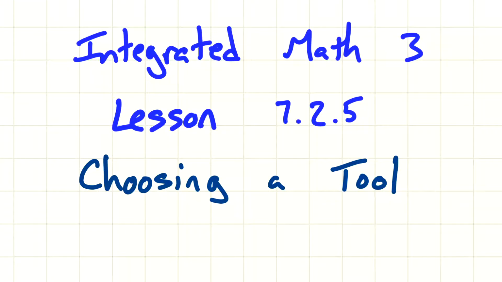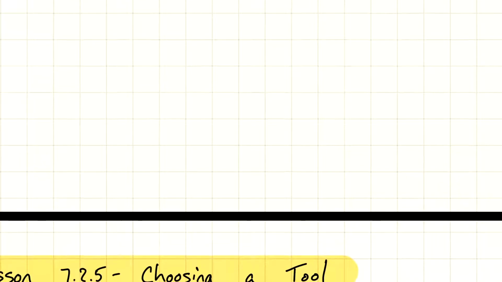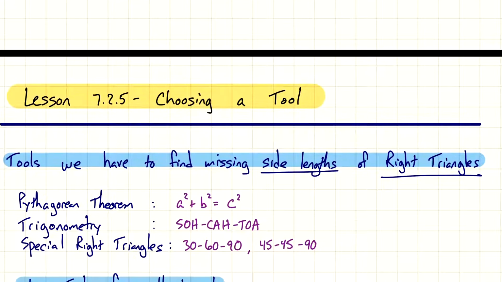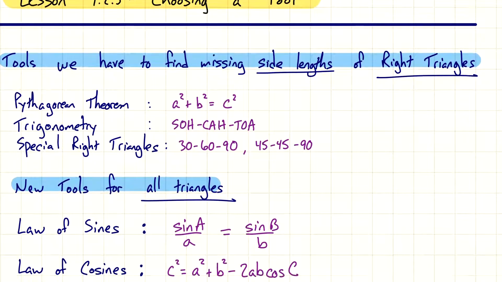Hey everyone, this is lesson 725 from Integrated Math 3 on choosing a tool. So up to this point, we have covered a number of tools to use in solving for missing sides. Here's a little bit of a review of what we've covered so far.